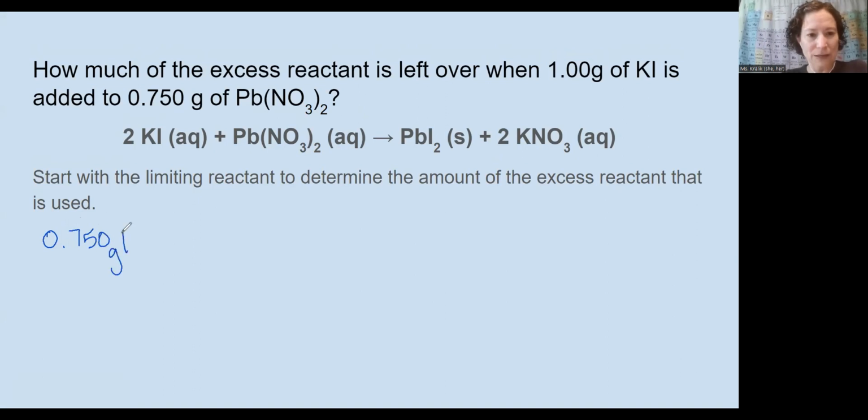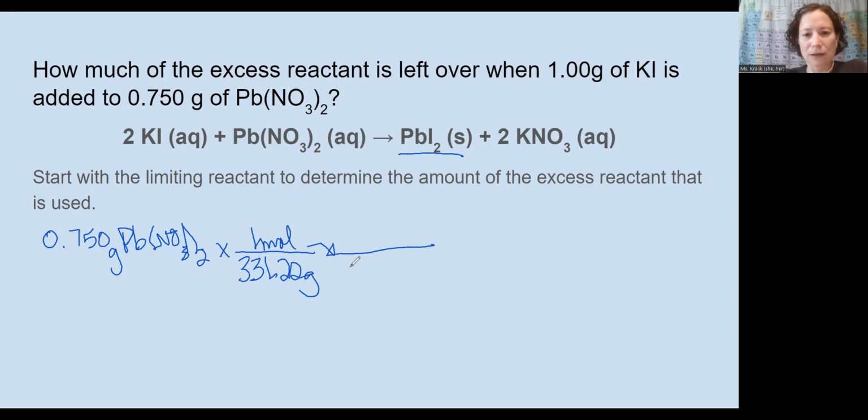0.750 grams Pb(NO3)2. And really, you could work backwards from anything. You could work backwards from the 1.04 grams of this also and find out how much KI got used up. Any of them will work. This is just the one I picked for now because, I don't know, I guess I really like writing nitrates in parentheses all the time. 331.22 grams per mole.